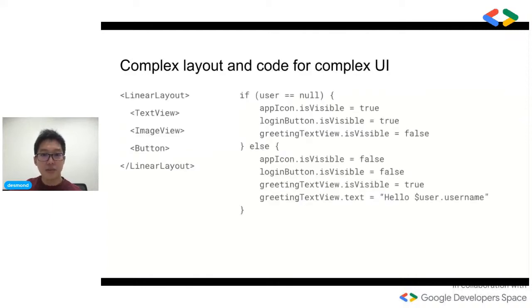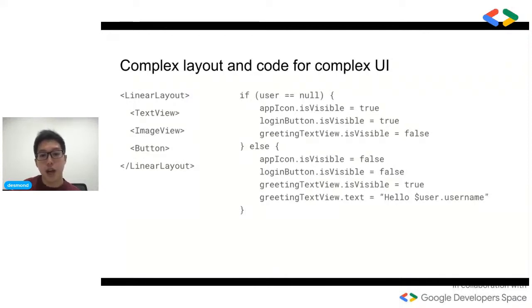In order to implement this complex UI with the current view system, we have to create a linear layout containing a text view for the greeting message, an image view for the app icon, and a button for the login button. Depending on whether the user object is null or not, we'll update the visibility of each view and also update the text of the greeting text view if the user is not null. So we have all these view objects together, and then we have to update the state of these view objects to reflect the current application state.